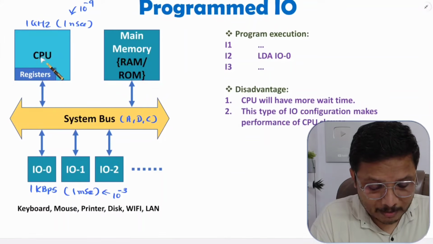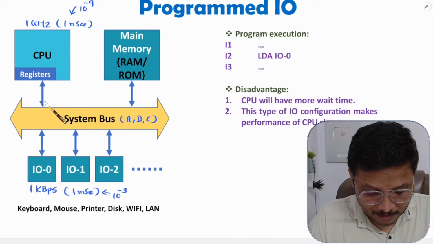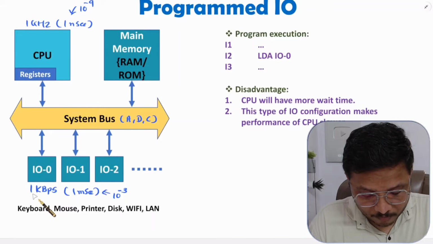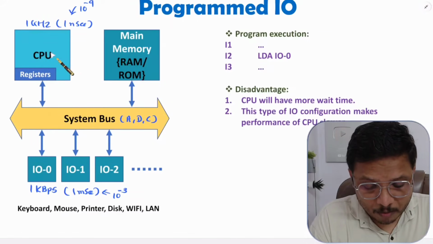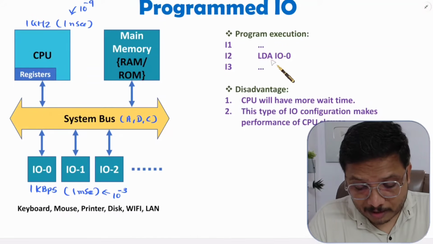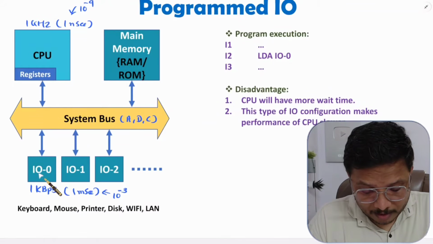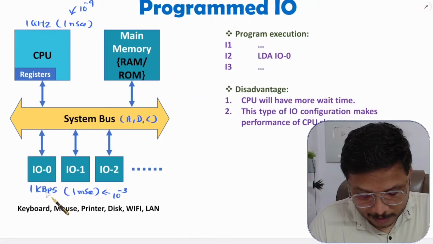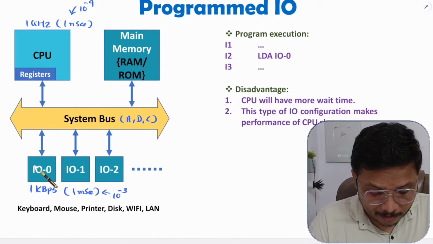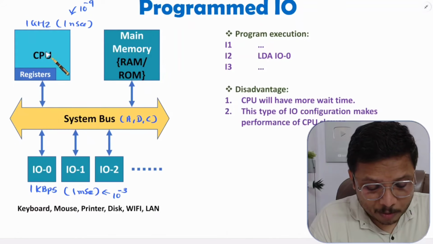Here I considered the example of a CPU with an operating clock frequency of 1 gigahertz and IO operating at 1 kbps. When the CPU was executing an instruction, it was asking for data to be loaded into the accumulator as per LDA. The IO device was slow, functioning at 1 kbps, so it generates that data at the speed of 1 millisecond, and for that 1 millisecond, the CPU has to wait.